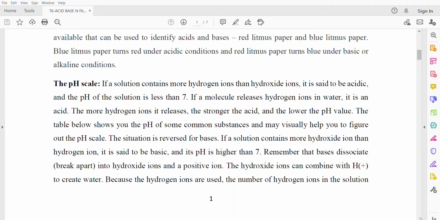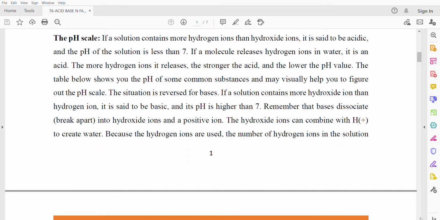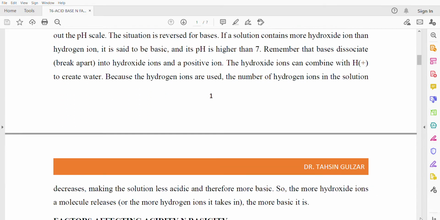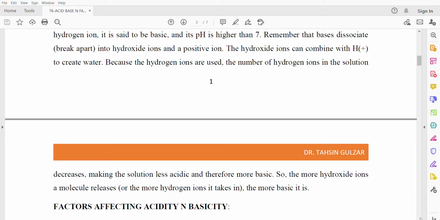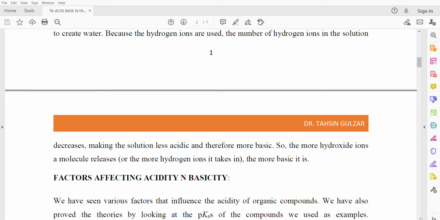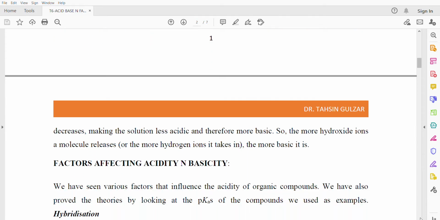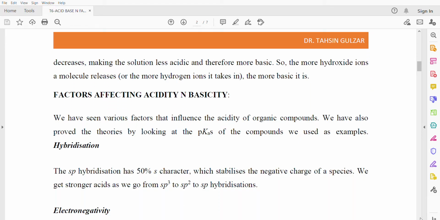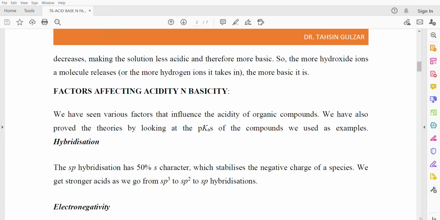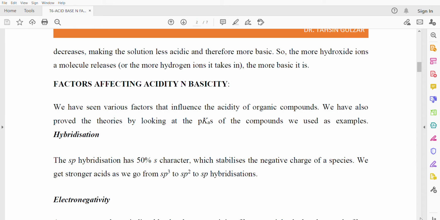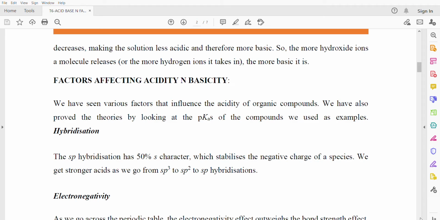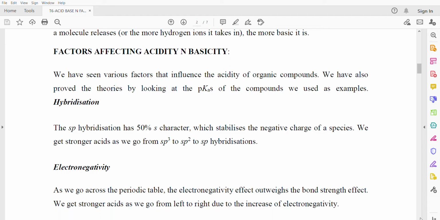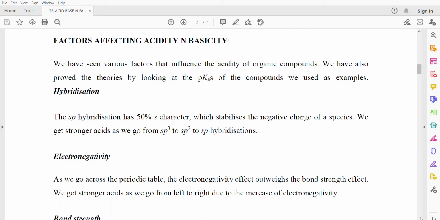Now, I told you that less than 7 will be acidic in nature, 7 will be neutral, and greater than 7 till 14 will be basic in nature. The most important is electronegativity. When your compound has a polar bond, it will be easier for that compound to dissociate in water. Electronegativity plays a very important role in making compounds polar.